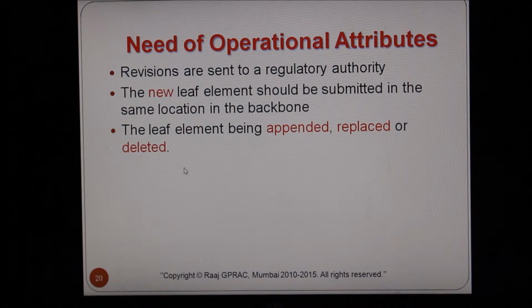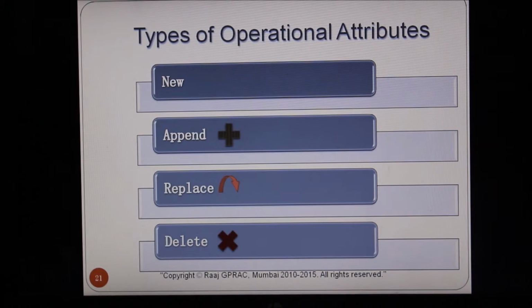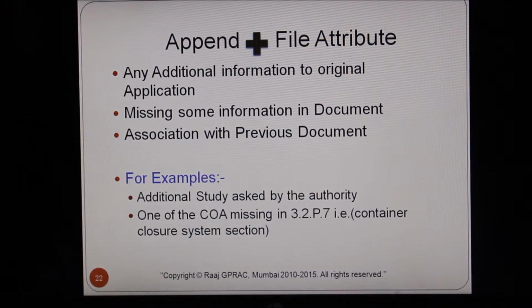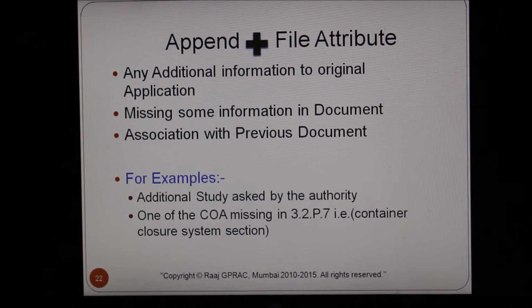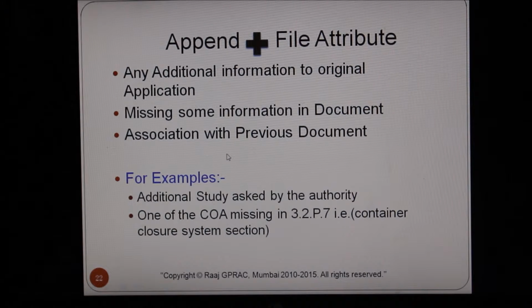Now let us talk about the need for operational attributes. There are always 4 attributes: new, append, replace and delete. So how does it work? Append means adding application information to the original application, or adding missing information in a document or an association with a previous document. For example, an additional study asked by the authority, or one of the items is missing in 3.2.P.7, that is the container closure system.